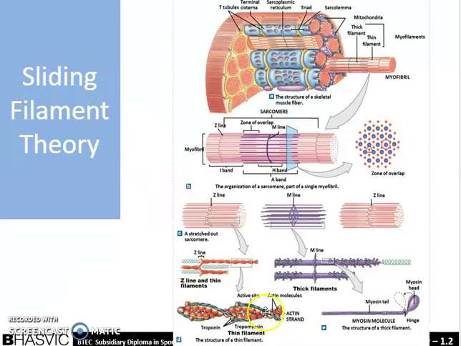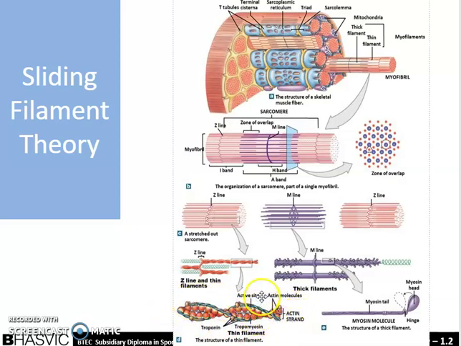Now we get to the actin side. This is the actin filaments. These are the thin actin filaments. These are the twisted proteins that have the active sites for the myosin to bind to. The active sites are right here. These are the balls, the active sites. This is the strand of actin.